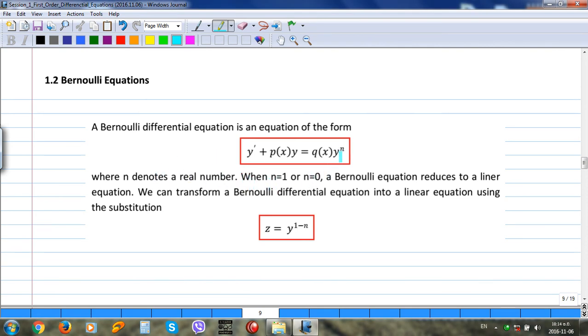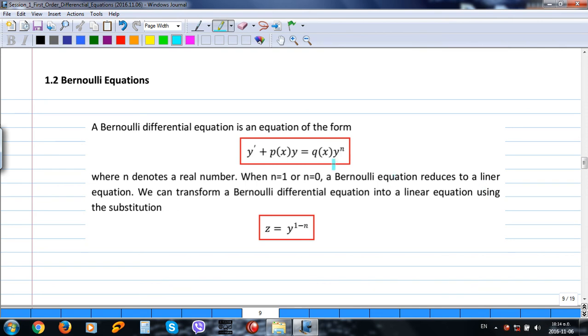When n equals 0, y to the power 0 means this part is not there, right? It means q of x. And when n equals 1, there is only y. The Bernoulli equation is reduced to a linear equation. So when n equals 1 and n equals 0, the Bernoulli equation reduces to the linear equation.